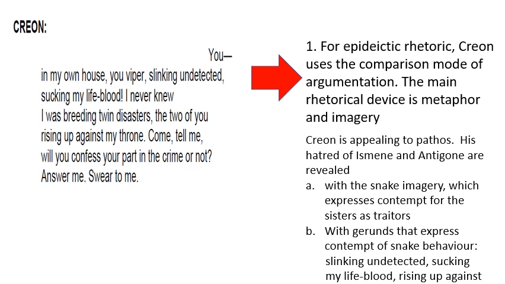Creon is appealing to pathos, how he's expressing his hatred of Antigone, that's revealed, but he's also revealing ethos. So I should write both pathos and ethos, predominantly ethos, but you can see by the tone that he is quite angry. However, how does he succeed in describing this attack and his hatred of the two nieces? With snake imagery, which expresses contempt for sisters as traitors. So think of the snake as a traitor.